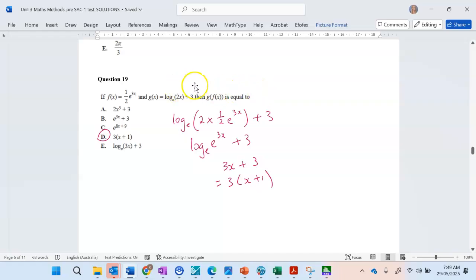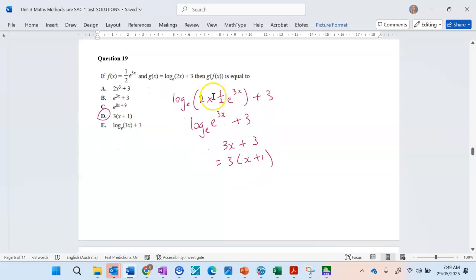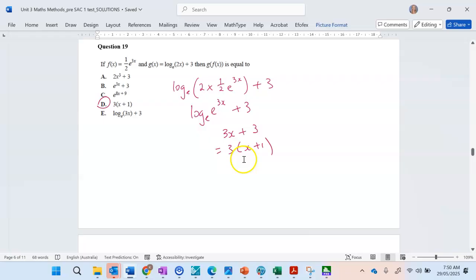So another composite function question. You can just see I've gone through there and done that. So 2 times a half is just 1, so that disappears. Then we've got base e to base e, so log base e to e, they cancel each other out and we're left with 3x. You could probably also put this in your calculator to simplify it. I didn't, but your calculator will probably simplify it for you. And then it just factorized at the end.